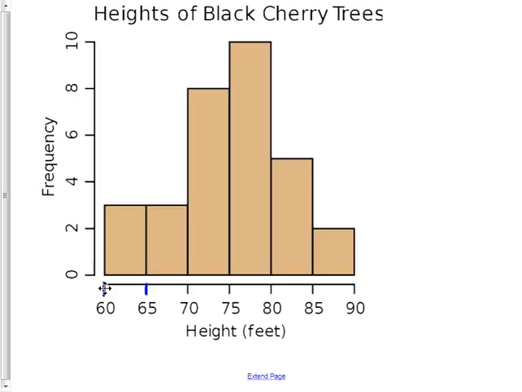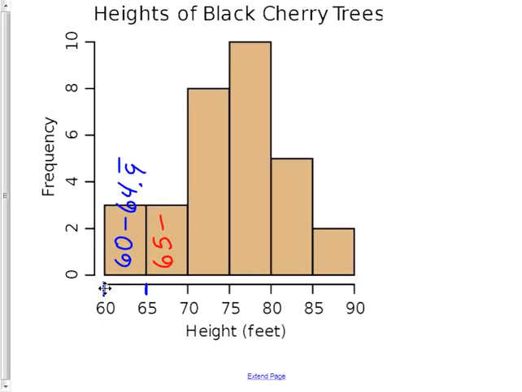So what does the bar here actually mean, that first bar? It includes any tree that is anywhere from 60 feet to 64.9, with bar notation. Basically, anything that is anywhere from exactly 60 feet tall up to, but not including, 65 feet tall. The next one would include any tree that starts at 65 feet tall up to, but not including, 70 feet tall.